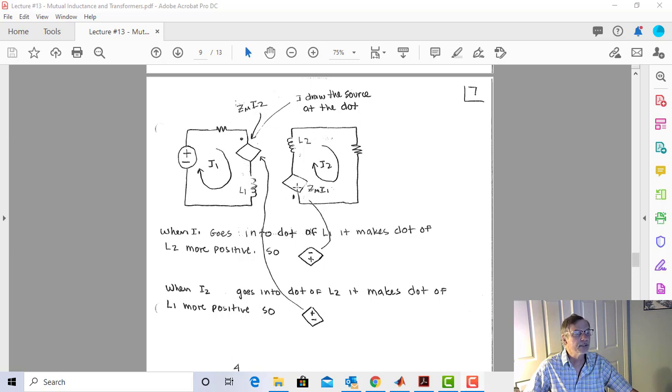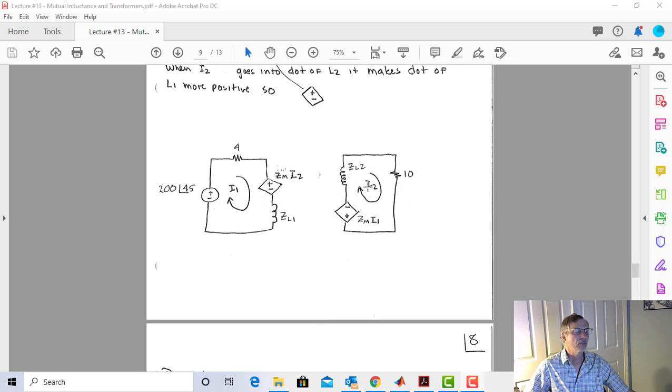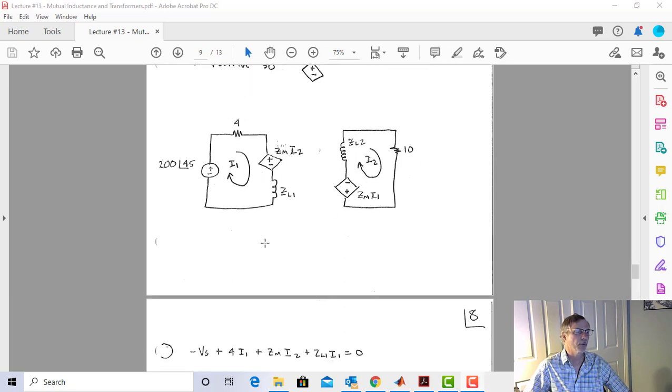So that means I'm going to put a plus right here and a minus right here, because I'm going to make the dot more positive. Now, when I2 goes into the dot of L2, it's going to make the dot of L1 more positive. So that means that I2 goes into the dot. I need a plus to minus right here. So now I've got my polarities. So now I'm going to blow off the dots because I don't need them anymore.